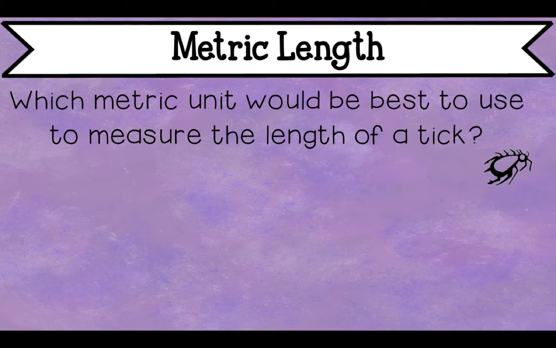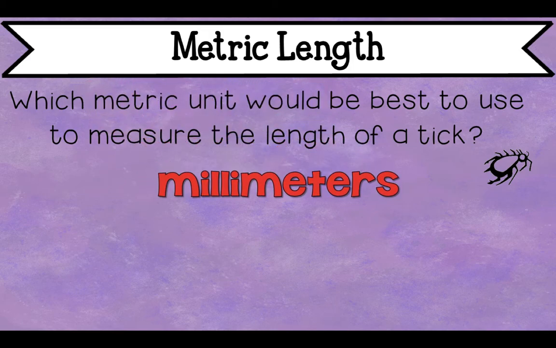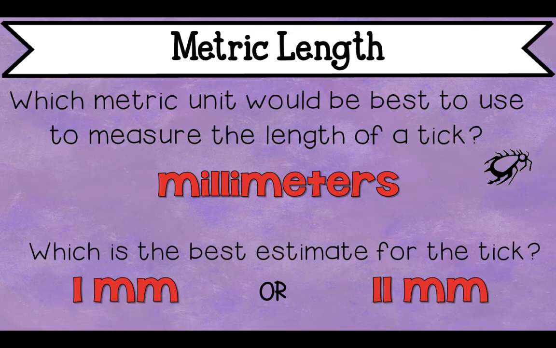Alright, if I want to measure a tick, now this tick is pretty big on this slide that you're looking at, but if you think about a real tick that gets on you sometimes when you're playing outside, would you want to measure that in millimeters, centimeters, meters, or kilometers? Yeah, probably millimeters because they're pretty small and sometimes you have a really hard time seeing them. And would you say that 1 millimeter or 11 millimeters is the best to measure that tick? Yeah, probably about 11 millimeters, usually they're bigger than just the width of one fingernail.